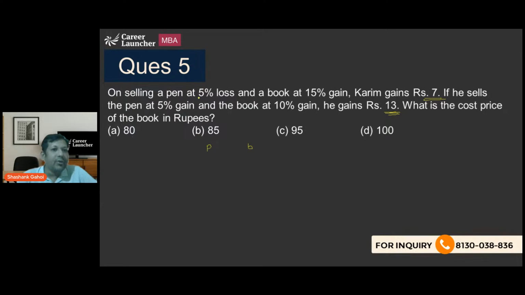So in the first scenario, he is having 5% loss. 5% loss means negative profit, right? So 5% on the cost price of pen. 15% gain means 15% on the cost price of book, and that is equal to 7 rupees. In the second case, he is having 5% profit on pen and a 10% gain on the book, and that is equal to 13. So basically, this is a simple question of linear equation.